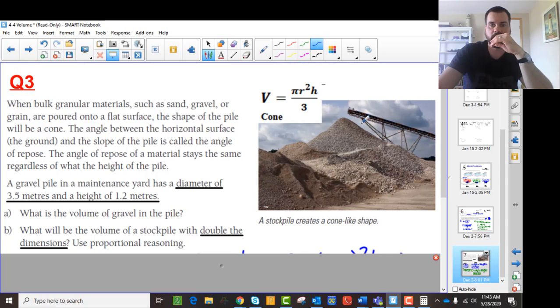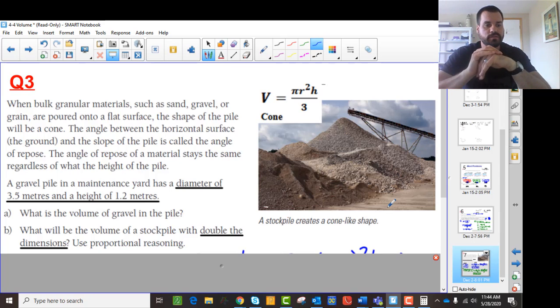You'll actually see that happen sometimes. But what happens is that it comes off this conveyor belt, it actually forms a cone. And it says the angle between the horizontal surface and the slope of the pile is called the angle of repose. And the angle of repose, it says, stays the same regardless of what height the pile is.